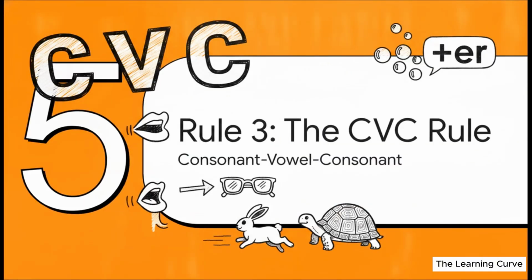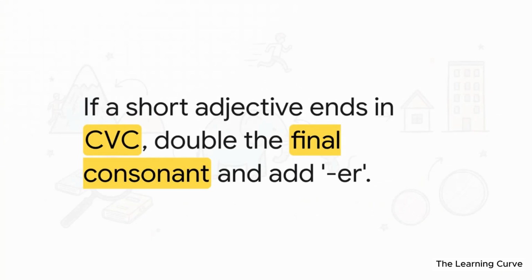This brings us to section 5, Rule 3, the CVC rule, which stands for Consonant-Vowel-Consonant. Now, this one requires you to look just a little bit closer at the letters.